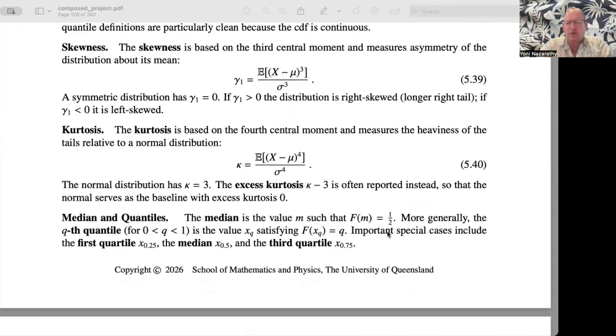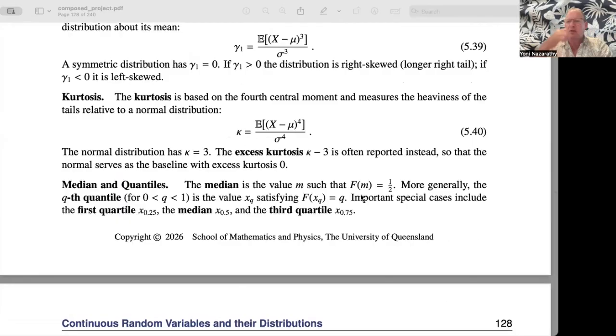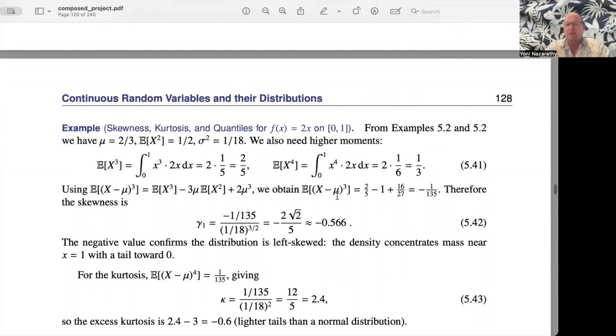Other things of interest are the quantiles, for example, the median, and I'm not talking about the median of data, I'm talking about the median of the probability distribution, which is the value m such that the CDF of m is half. So it's that value where half of the mass is to the left of it. Okay, and it's a special case of the quantile. So the qth quantile is that value xq such that F of xq equals q. Okay, so these are all nice and good. They make for good exam questions or items, etc. when you get a distribution.